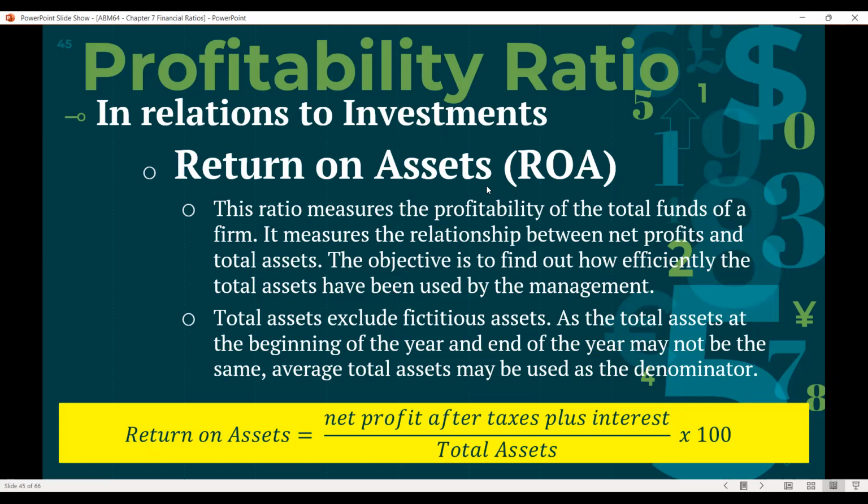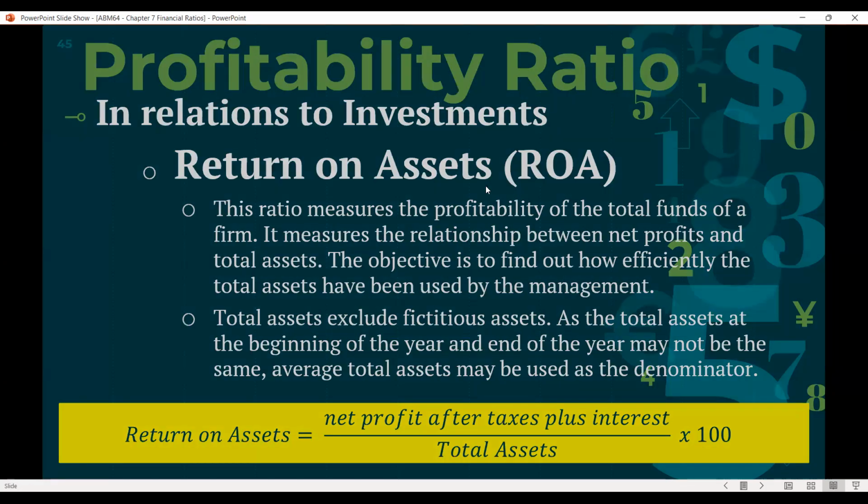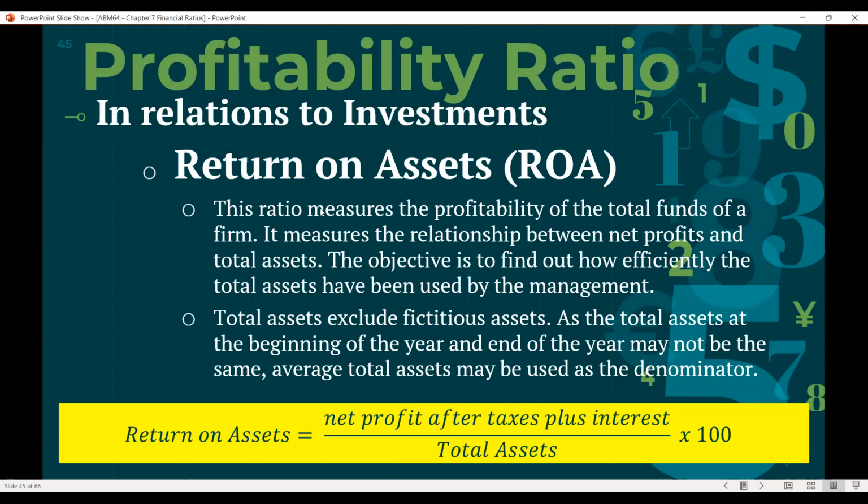So we have return on assets first. So return on assets or ROA. So this ratio measures the profitability of the total funds of a firm. Again, profitability of the total funds of the firm, total funds or assets. So it measures the relationship between net profits and total assets. So net profit over total assets, such as imong building, imuhang mga machinery, and so on and so forth.